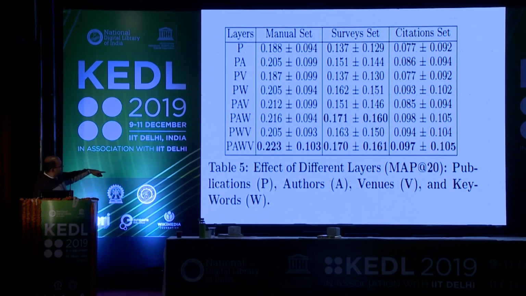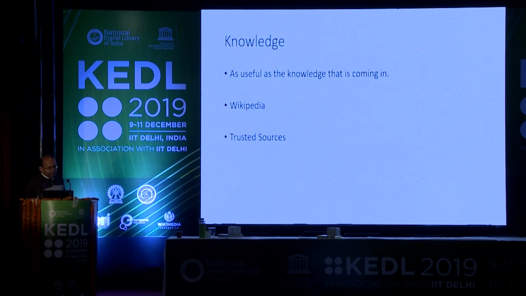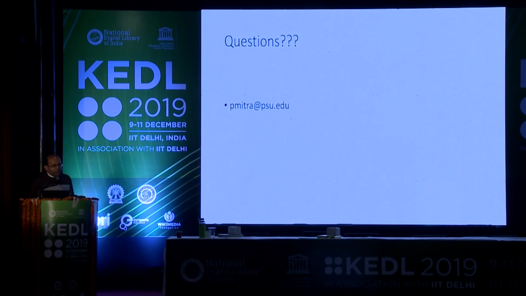We did some ablation experiments to figure out the effect of the different layers. You can see that using just publications we get some amount, but at the end, when we are using publications, authors, venues, and keywords, the search quality goes up. So this is a simple example of where we were using knowledge. So I'll stop there, and we'll leave it to our moderator to see if we have time for questions.